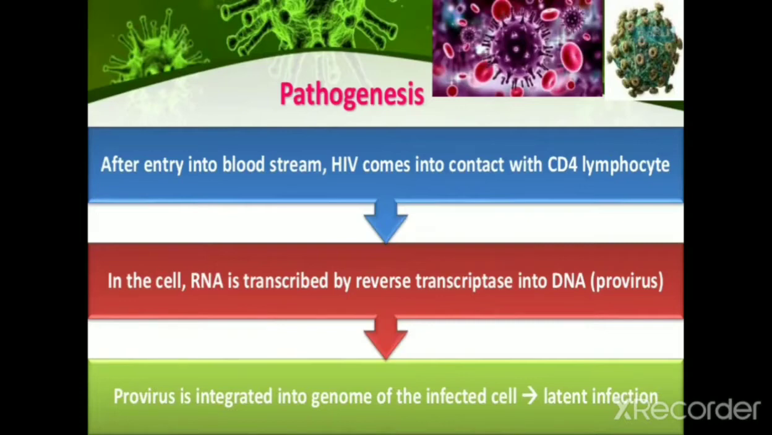And this will initiate an immune response within the host and antibodies are produced. That will take some time for the production of this antibody. So that time period is known as the window period. By definition, the window period is the time interval from the exposure to the HIV virus to the production of antibody. That is the window period.